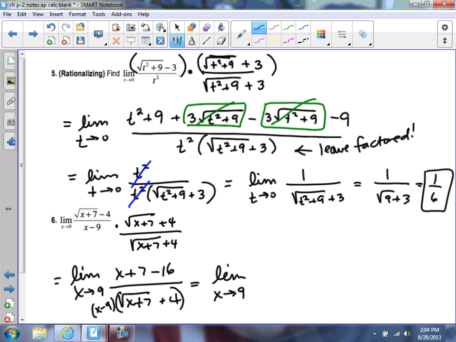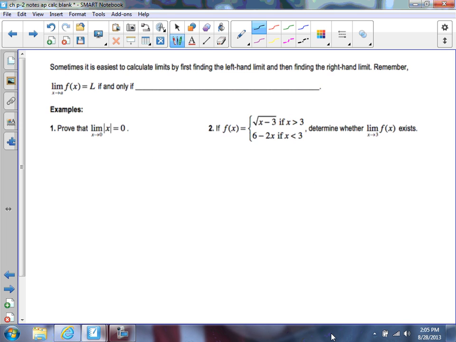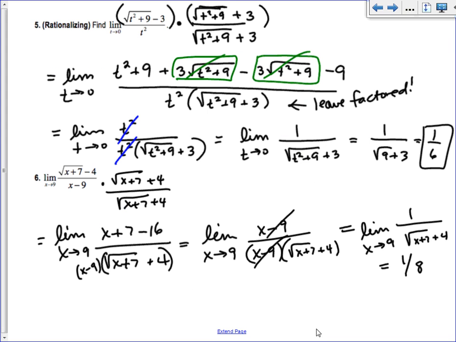All right, so that means I'm going to have x minus 9 on top, x minus 9 on bottom, and the square root of x plus 7 plus 4. Those cancel. So you get the limit as x goes to 9 of 1 over the square root of x plus 7 plus 4. When you plug in 9, you get the square root of 16, so 4 plus 4, so 1 over 8. We'll end there.